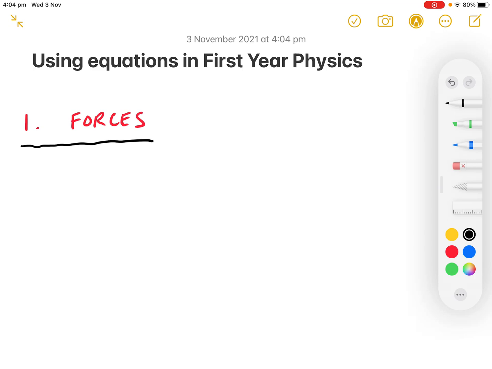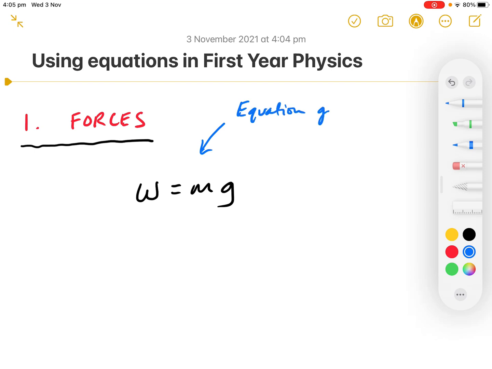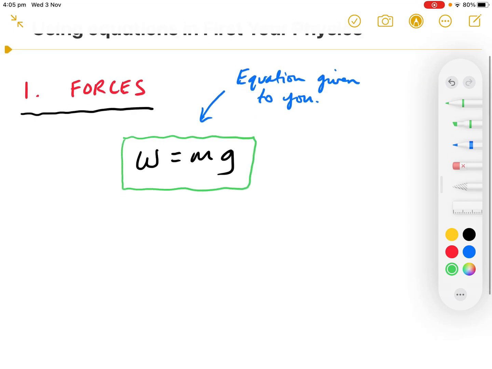Well, the equation that you meet in forces is the weight equation, W equals mg, and this equation will always be given to you. It will usually be printed on the front cover of the test. Now you should know what each of these quantities stands for.